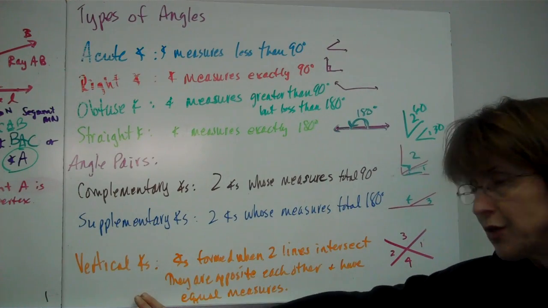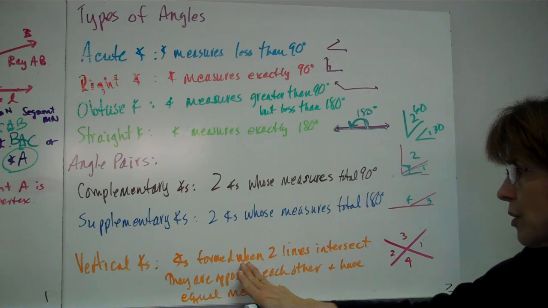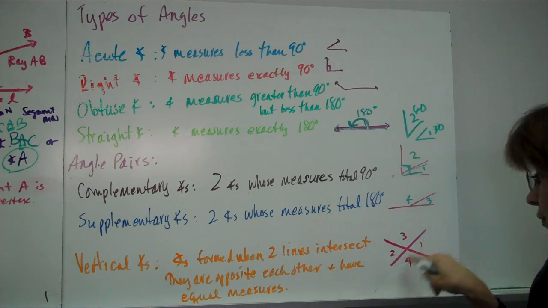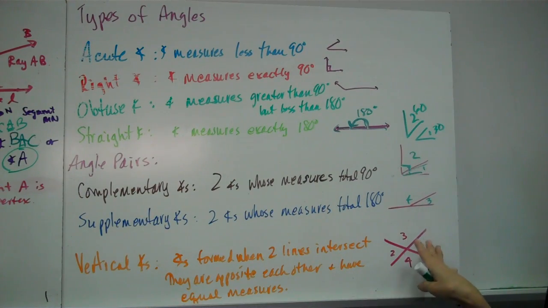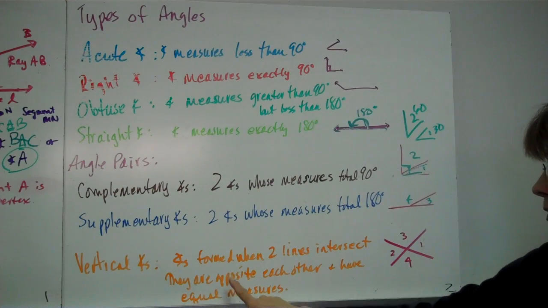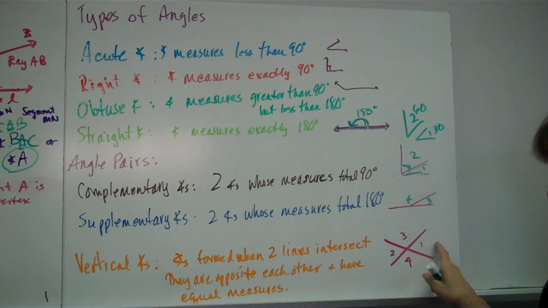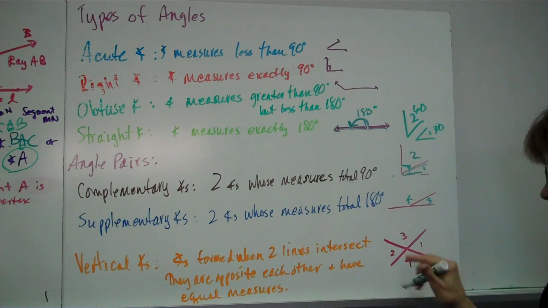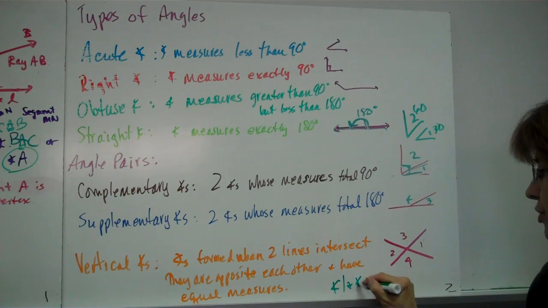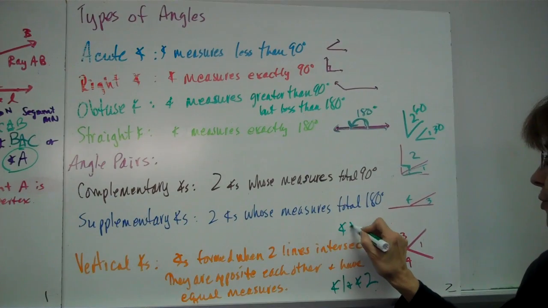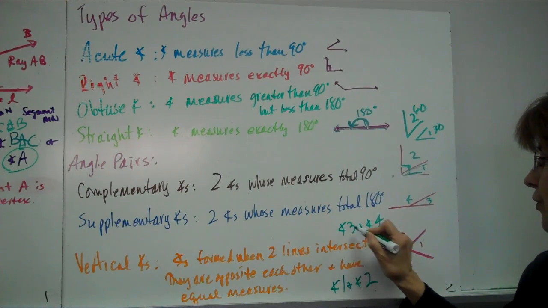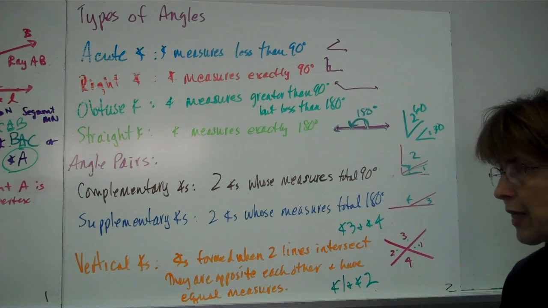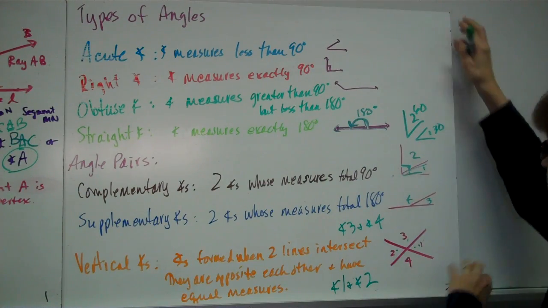Vertical angles is probably something new. These are angles formed when two lines intersect. When two lines intersect, you get many angles, but obviously you see four. The vertical angles are the ones that are opposite each other, and they actually have equal measures. So the vertical angles here would be angle 1 and angle 2, and angle 3 and angle 4 are vertical angles. So we'll keep that in mind, and we'll be working with that a little bit more too.